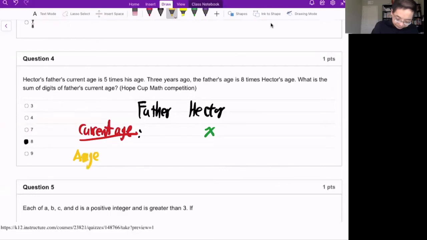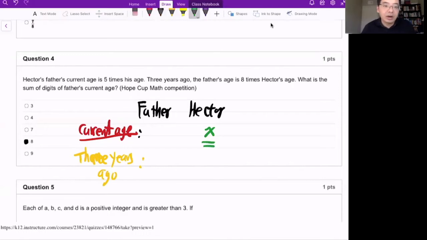So if the current age of Hector is x, then because it says currently the father's age is 5 times Hector's age, this one will be 5x. Then 3 years ago, Hector's age obviously is x minus 3, and the father's age is 5x minus 3.